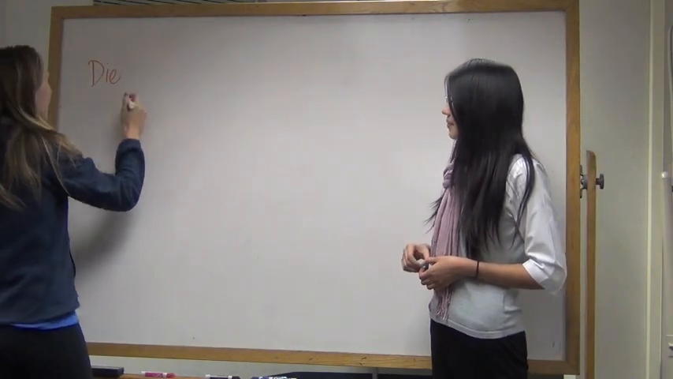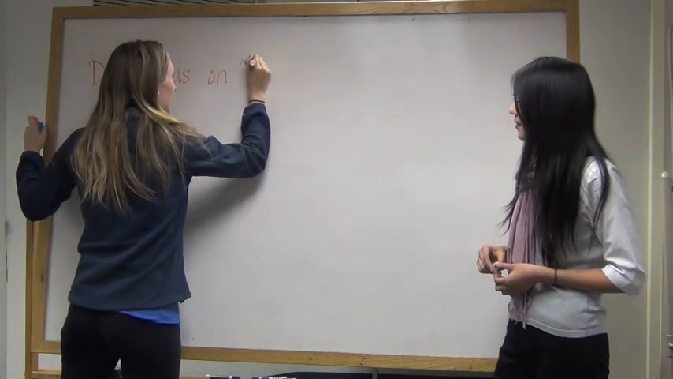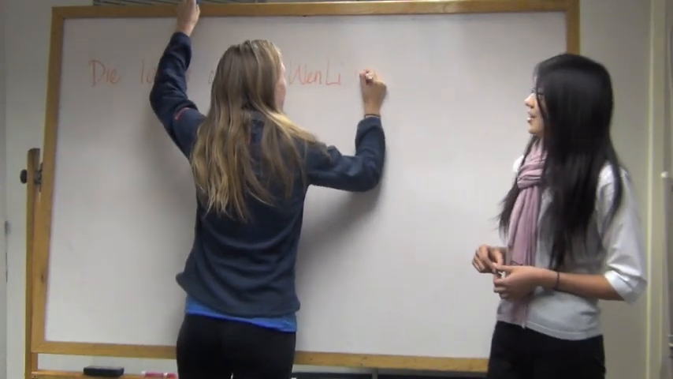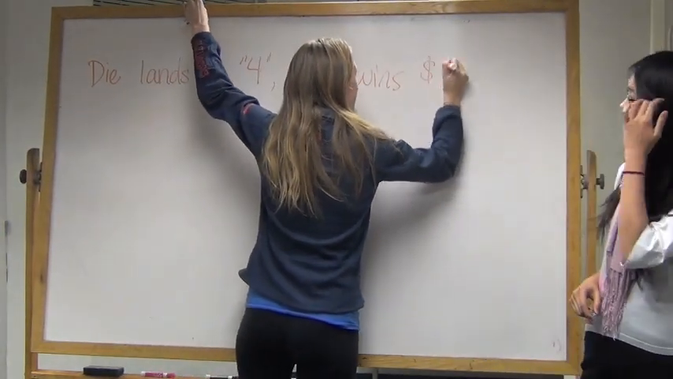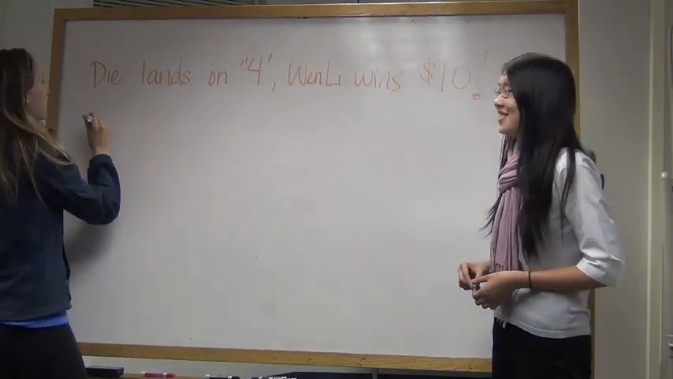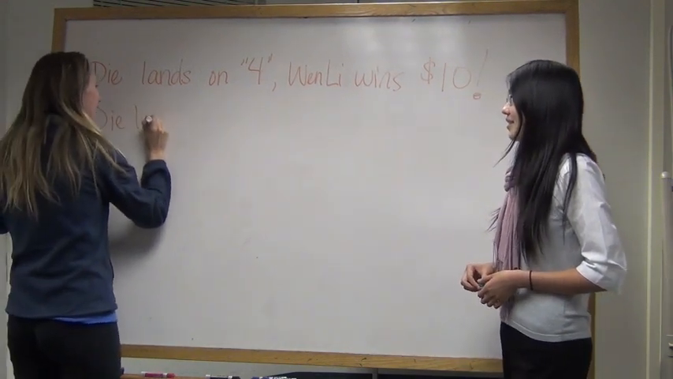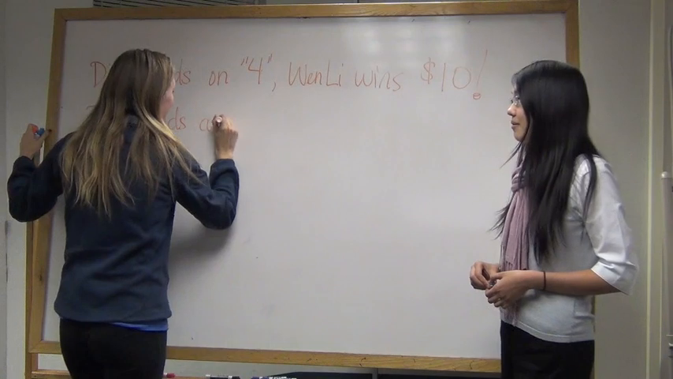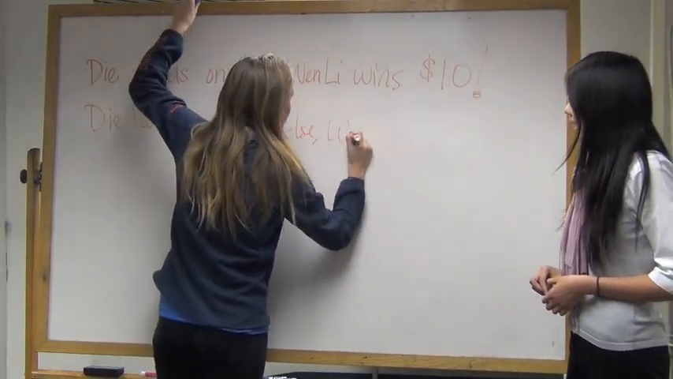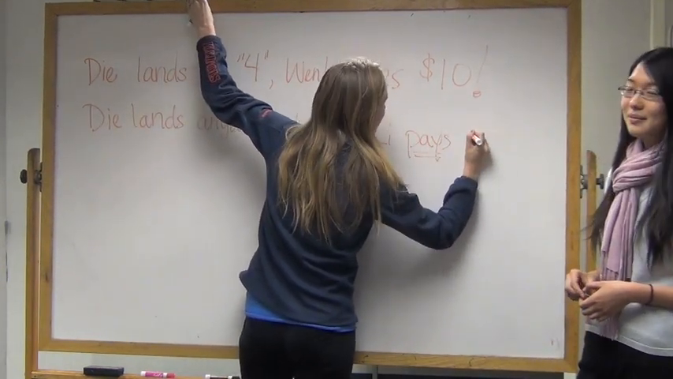Just to clarify, if a die, which is the singular form of dice, right? If a die lands on Wenli's lucky number of 4, how much do you win? Wenli wins $10. But the downside of that is if the die lands anywhere else, right? Anywhere else. Now what happens? I owe the guy $6. Oh no, so Wenli actually pays $6.